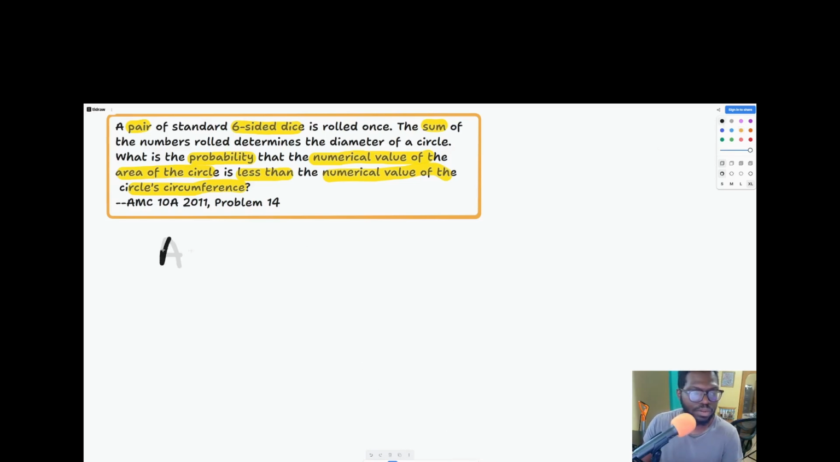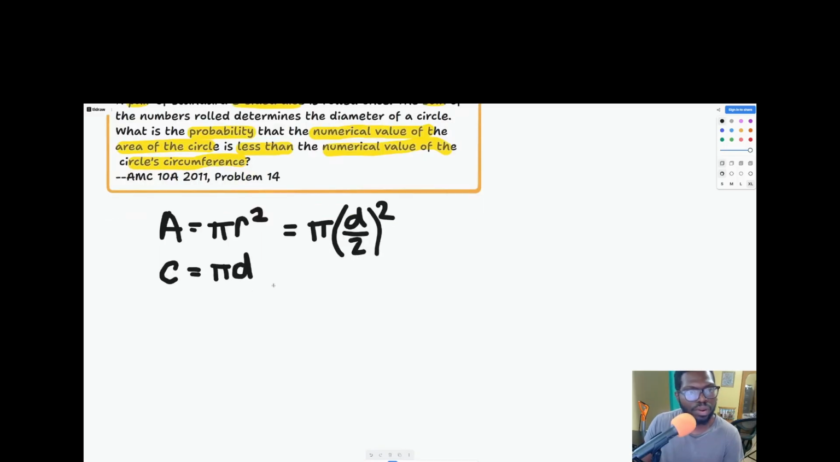So the area of a circle is pi r squared. Since we're looking at the diameter, I'm just going to write this formula in terms of d. The radius is just the diameter over 2. And then the circumference of a circle is just pi d. We are looking at the case when the area is less than the circumference. So that means that pi times (d over 2) squared should be less than pi d.